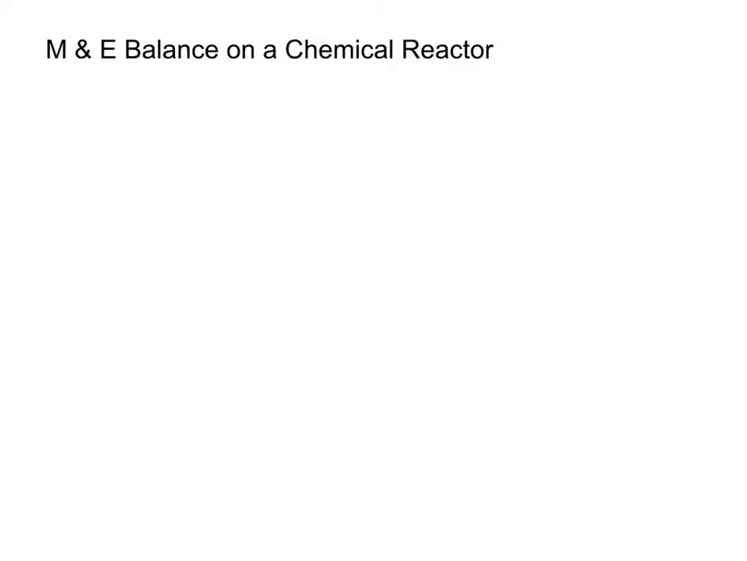Let's look at some of the many ways you can do a material and energy balance on a chemical reactor. We use the example reaction of ammonia reacting with oxygen to form nitric oxide and water. These will all be in the gas phase.